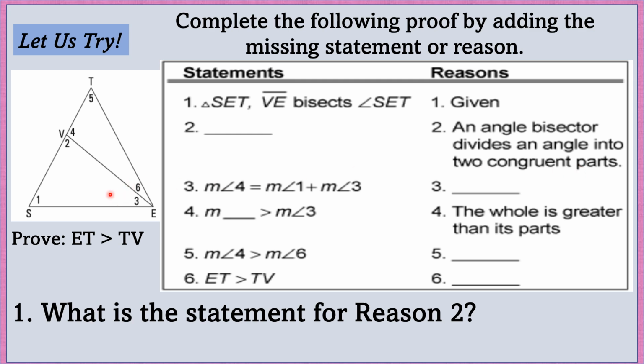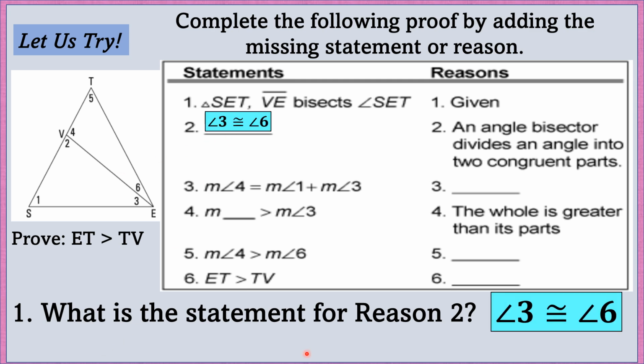So, as seen in the figure, side VE divides angle E into two congruent parts. We have angle 3 and angle 6. So, for our statement number 2, we have angle 3 is congruent to angle 6, because of the reason: an angle bisector divides an angle into two congruent parts.